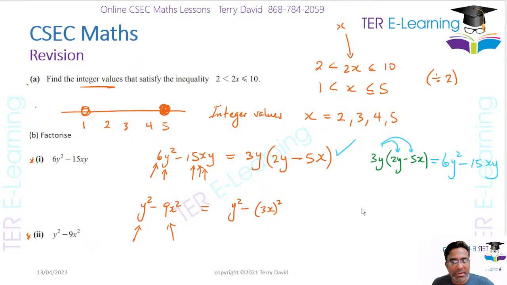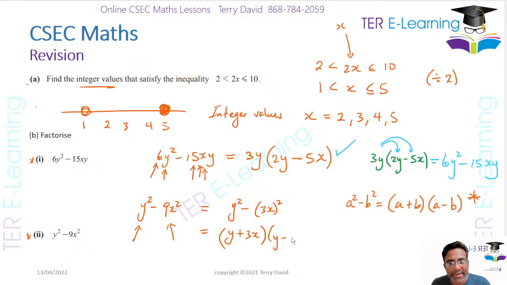Now, if you all remember what the difference of two squares is, if I have a squared minus b squared, I can factorize this and I'll end up with a plus b in one bracket, a minus b in the second bracket. So you all need to know this, right? This is the difference of two squares. So if I want to factorize this, this is going to be y plus 3x in one bracket and y minus 3x in the second bracket, right? So that's my answer there for that factorizing. So this here is my answer.